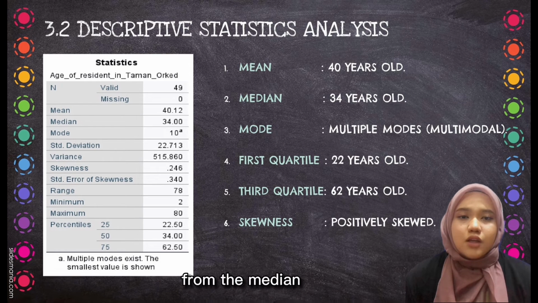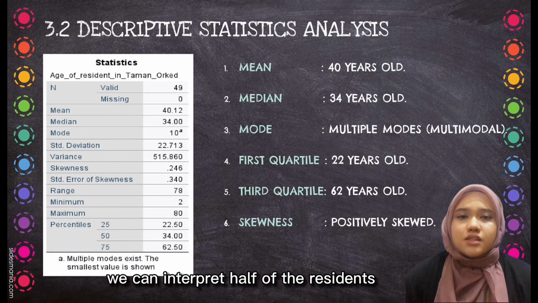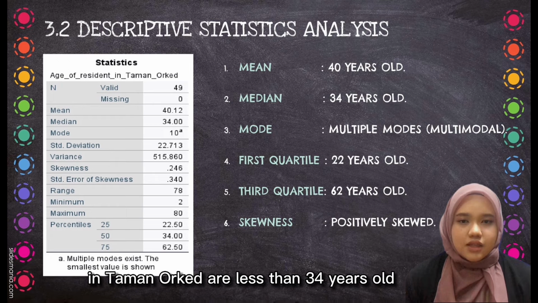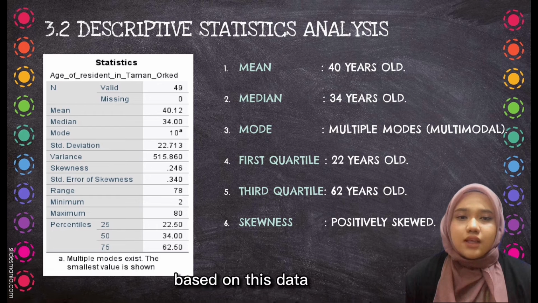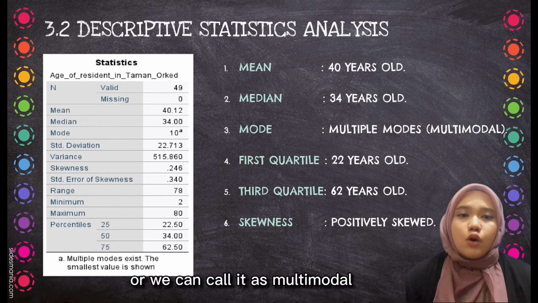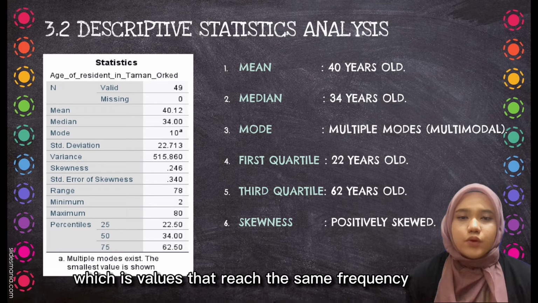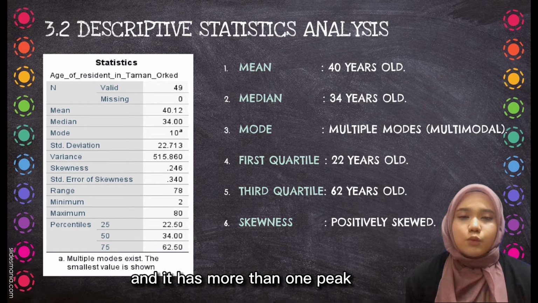From the median, we can interpret that half of the residents in the Taman Orchid are less than 34 years old, while the other half are over 34 years old. Based on this data, it has multiple modes, or we can call it multimodal, which is a value that reaches the same frequency and has more than one peak.